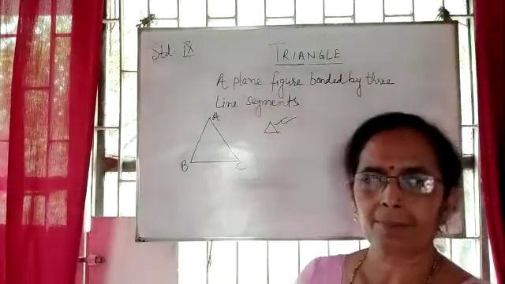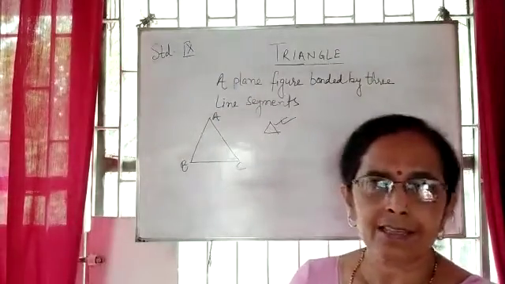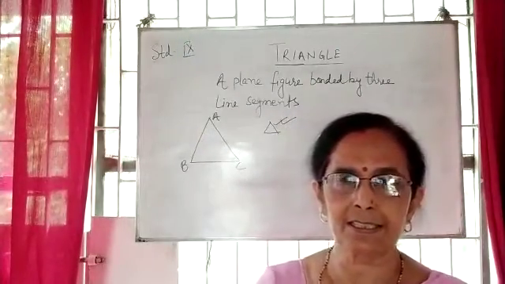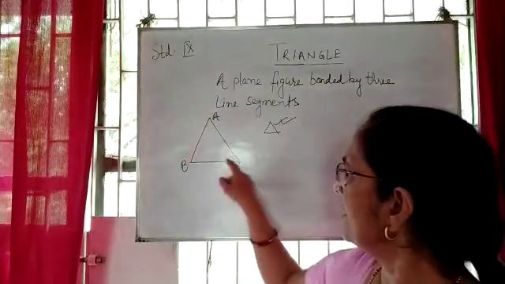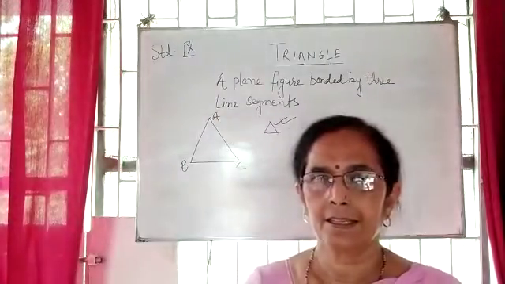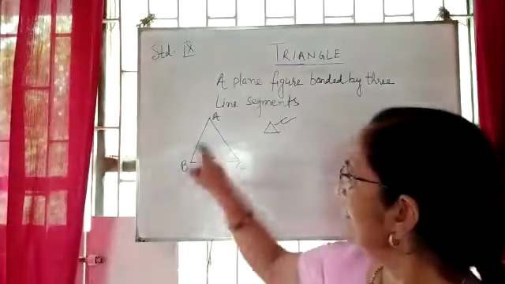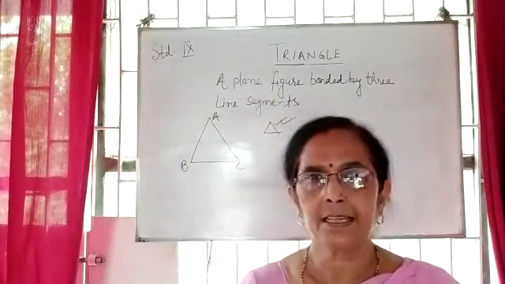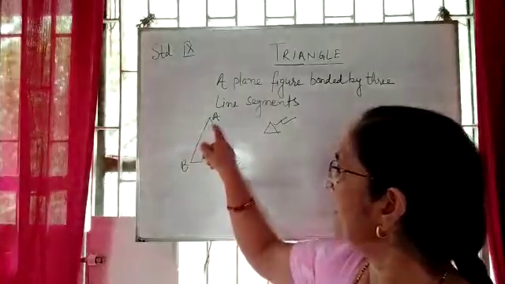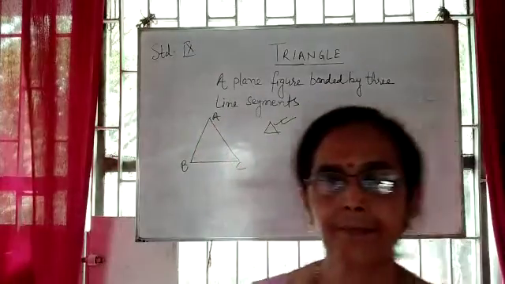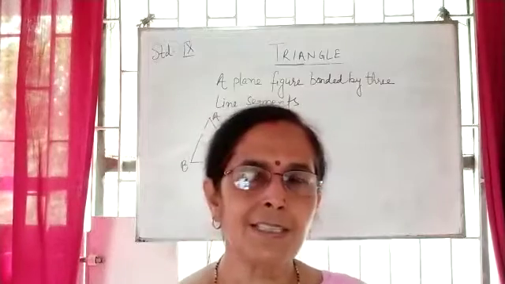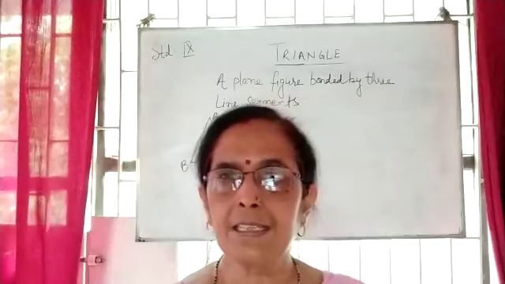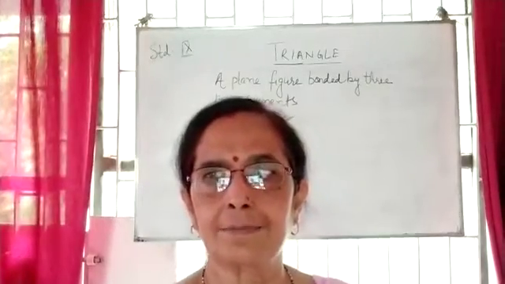In this given triangle, what all things does it have? First, it has three vertices A, B and C. It has three sides AB, BC and AC. It has three angles, angle A, angle B and angle C. Students, a triangle has 6 parts, 3 sides and 3 angles.